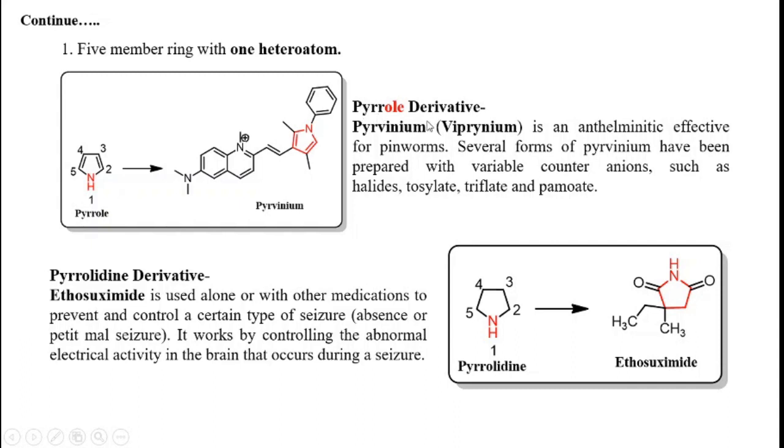In the pyrrole derivative, pyrvinium is an anthelmintic drug which is effective for pinworms. Several forms of pyrvinium have been prepared with variable counter anions. That means the anions present here, such as halide, tosylate, triflate, and pamoate. Another example is pyrrolidine.